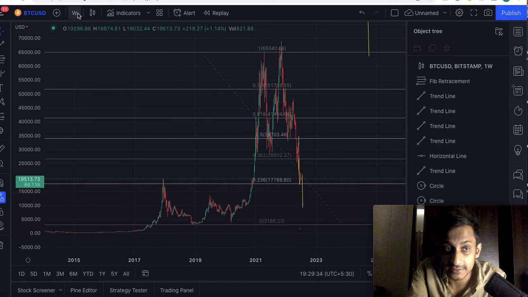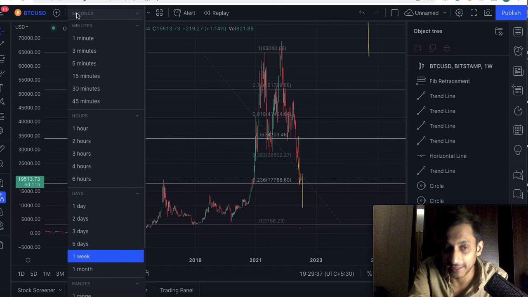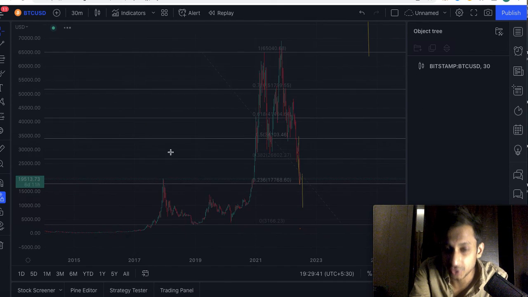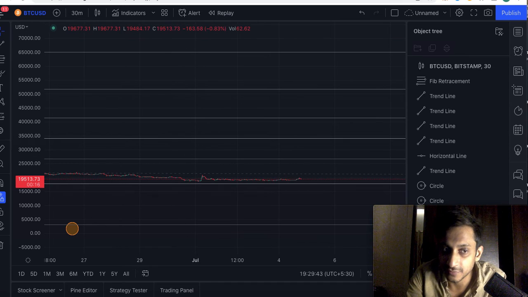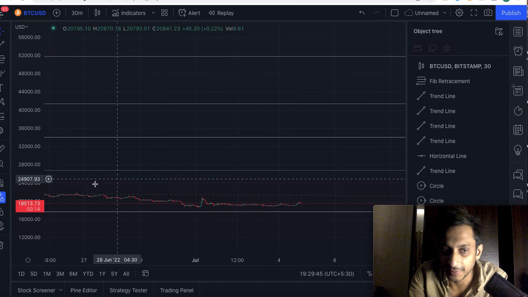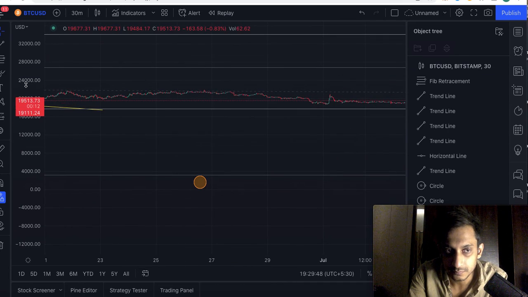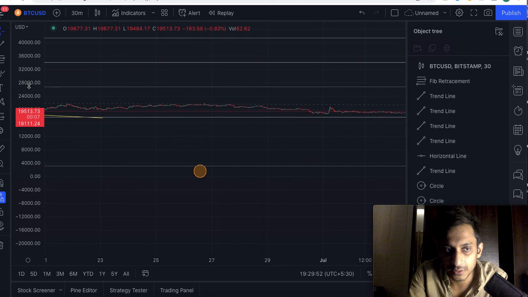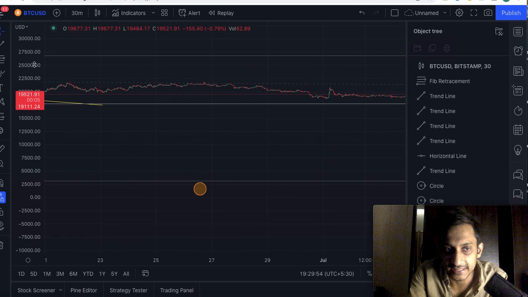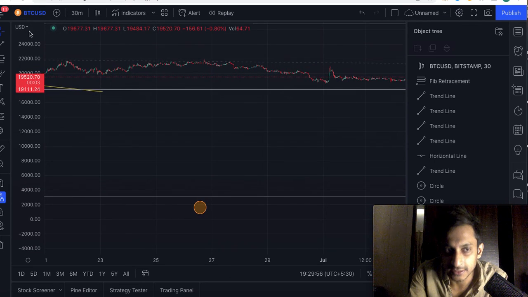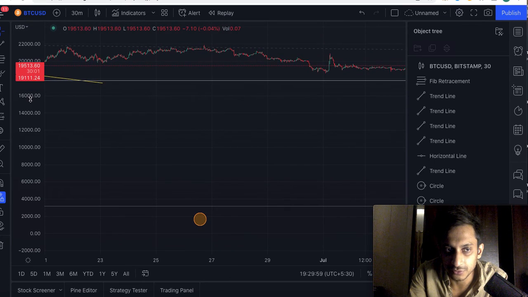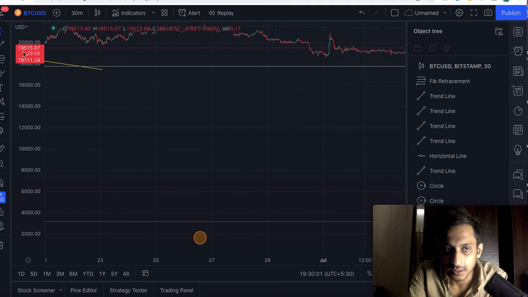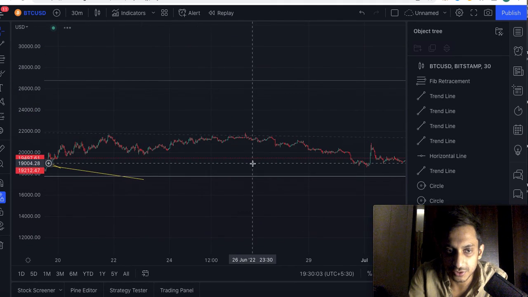This is the Bitcoin chart. This is at the weekly level. Let me just open it at a shorter time frame. Let me open it at a 30 minutes level, and let me show you any of the bull traps and bear traps that might have happened lately. So as we all know, the price was hovering around this level, 19,000, 20,000, 21,000, 22,000, right? This was the level that the price was hovering around.